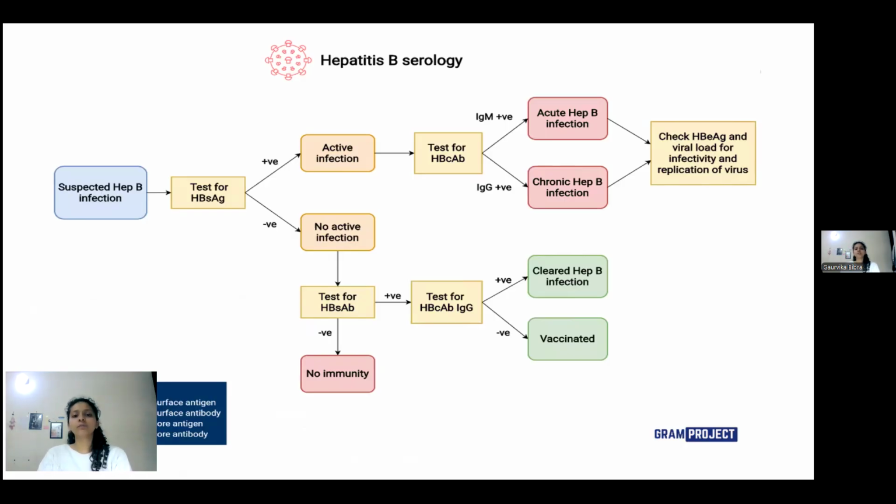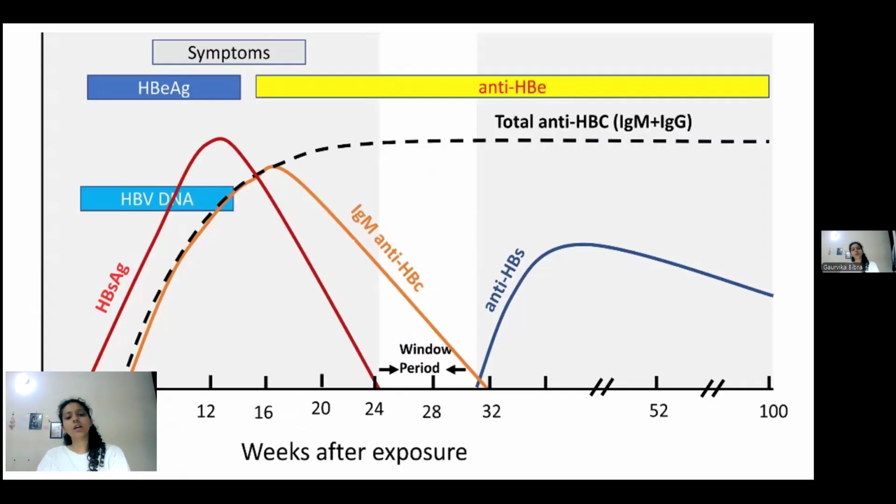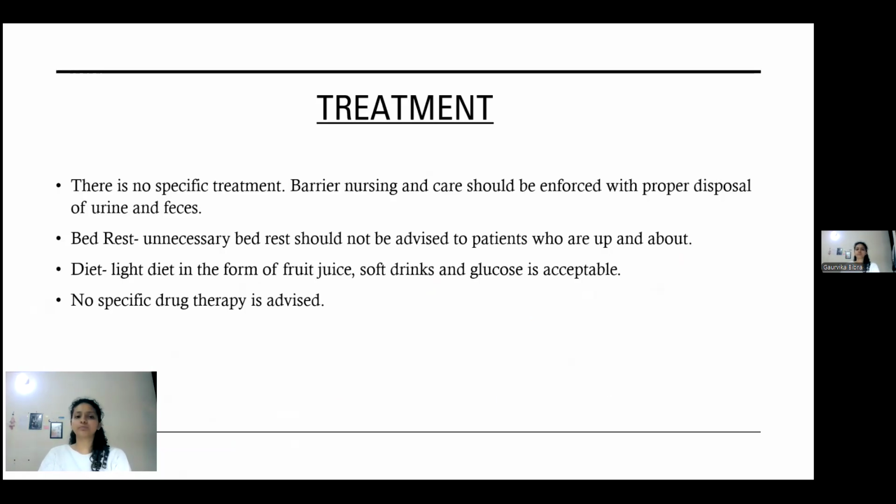If it is negative, then there is no active infection, and we test for HBs antibody. If it is negative, no immunity. If positive, test for HBc antibody. If IgG is positive, it is a past hepatitis B infection, and if negative, the patient is vaccinated. Now, this is a flowchart indicating the window period, 24 to 32 weeks. We have a window period, indicating the levels of HBs antigen or antibodies that are raised during the meantime.